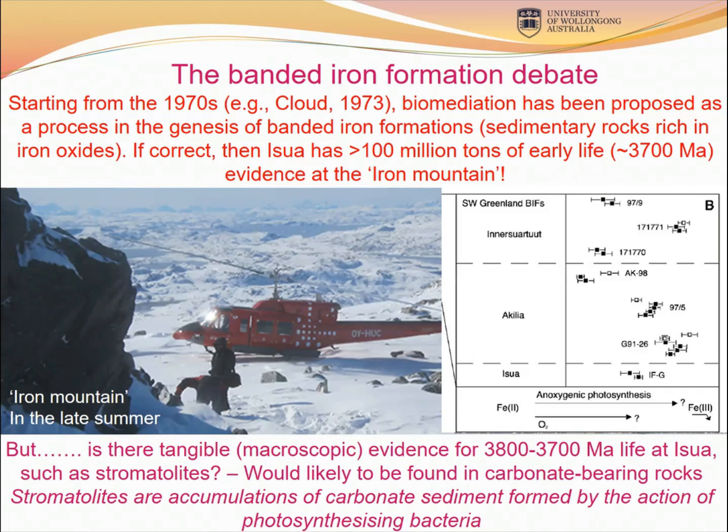But is there any tangible, in other words macroscopic, evidence of life at Isua, such as stromatolites? Stromatolites are to be found in carbonate-bearing rocks. And for those of you who don't know, stromatolites are accumulations of carbonate sediment formed by the action of photosynthesizing bacteria. Throughout most of the Precambrian, they are the most widespread evidence of life.